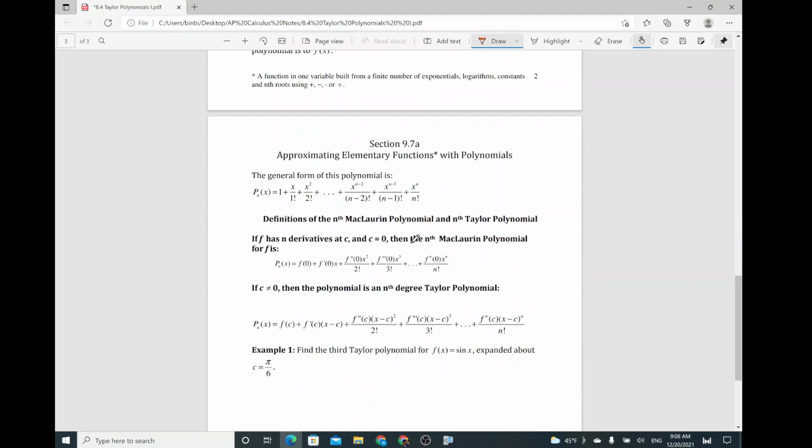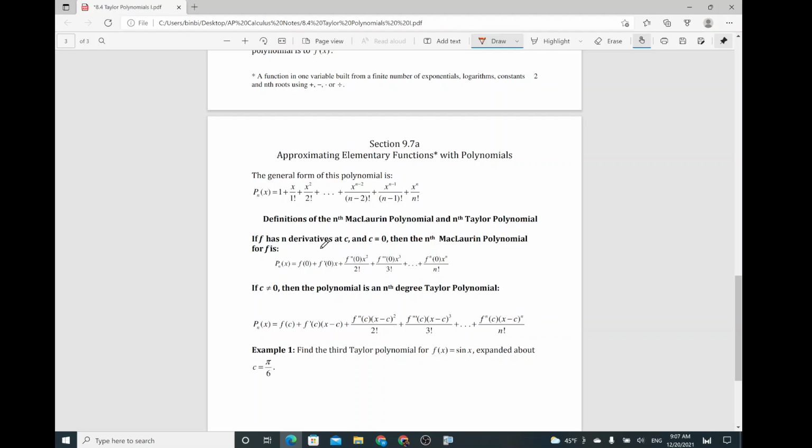So approximating an elementary function with polynomial. The general form for the polynomial is always written as 1 plus x over 1 factorial plus x squared over 2 factorial plus x to the power of 3 over 3 factorial. And then the pattern here, the recursive formula, up to x to the power of n over n factorial, like that. So this one is saying that the value of c got to be 0. So that would be the simplest form.